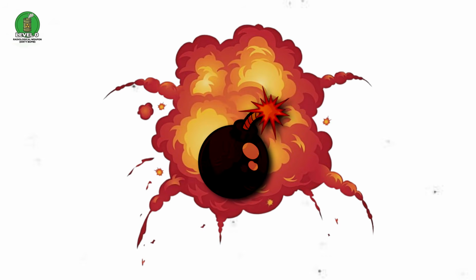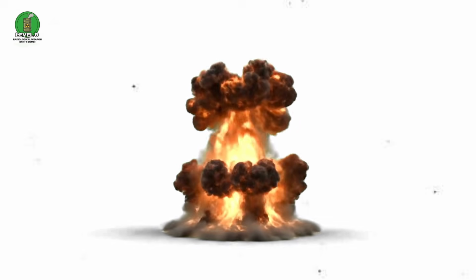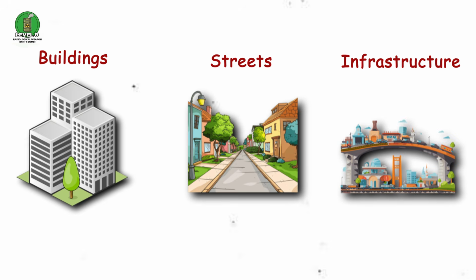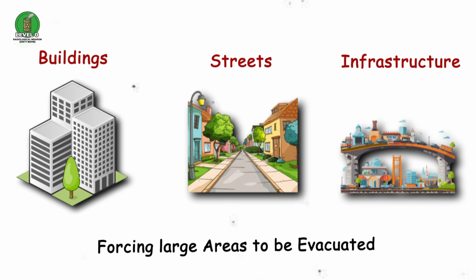Technically, a dirty bomb is not a nuclear explosion at all. Instead, it is a conventional explosive combined with radioactive material. When the explosive detonates, it spreads radioactive particles into the surrounding environment. The goal of this type of weapon is not massive destruction, but contamination and panic. Buildings, streets, and infrastructure can become contaminated with radioactive dust, forcing large areas to be evacuated while cleanup takes place.